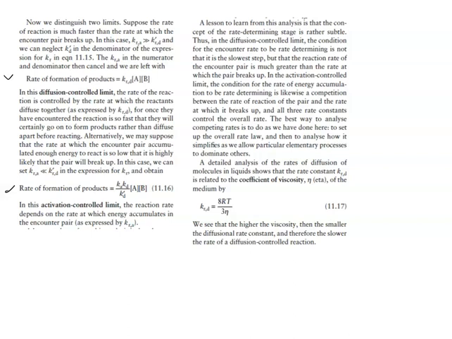A lesson to learn from this analysis is that the concept of the rate-determining stage is rather subtle. In the diffusion-controlled limit, the condition for the encounter rate to be rate-determining is not that it's the slowest step, but that the reaction rate of the encounter pair is much greater than the rate at which the pair breaks up. In the activation-controlled limit, the condition for the rate of energy accumulation to be the rate-determining step is likewise a competition between the rate of reaction of the pair and the rate at which it breaks up, and all three rate constants control the overall rate.